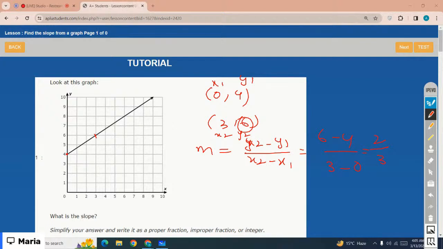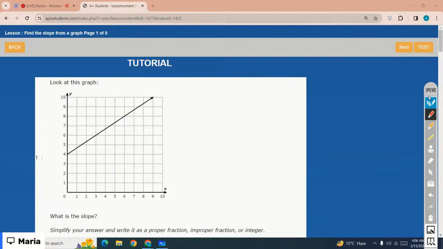What you have to do, simply select any 2 points on the graph, write their coordinates carefully. You have to use the formula you need when you have to calculate the slope, right? That is m equals y2 minus y1 divided by x2 minus x1, right? So the slope of this graph is 2 over 3. Let's just start with the test questions.